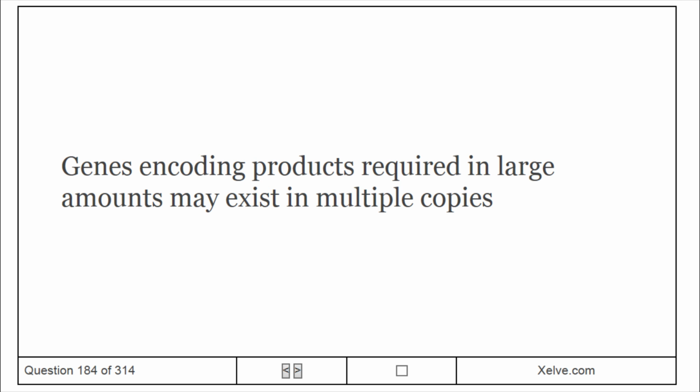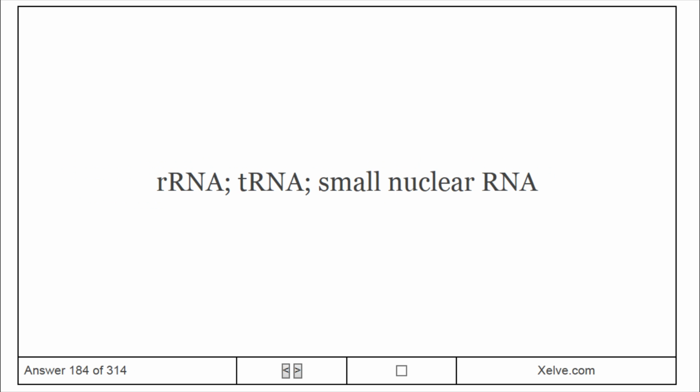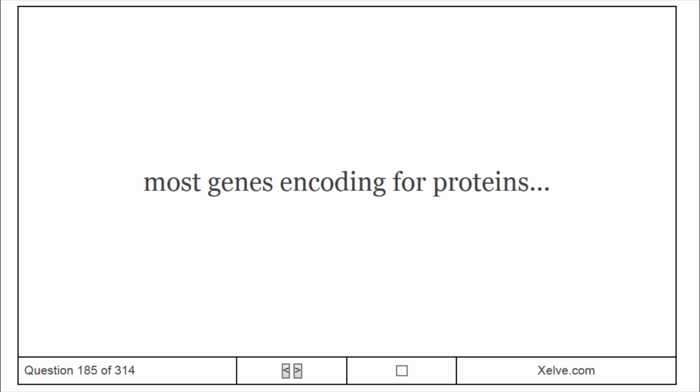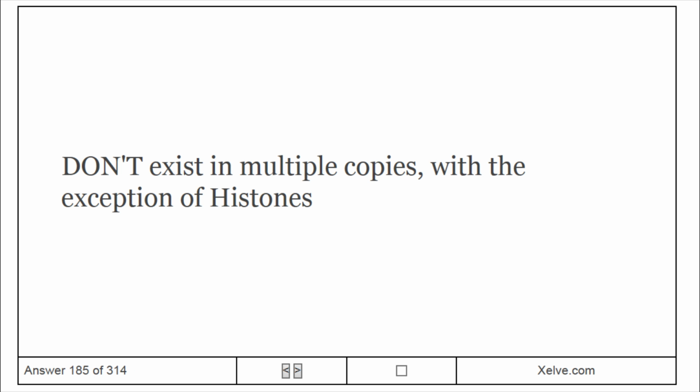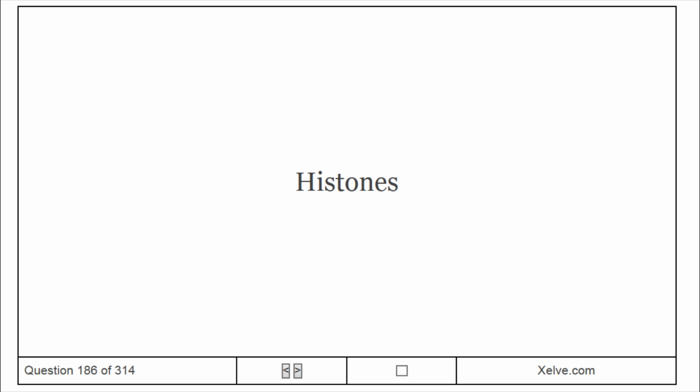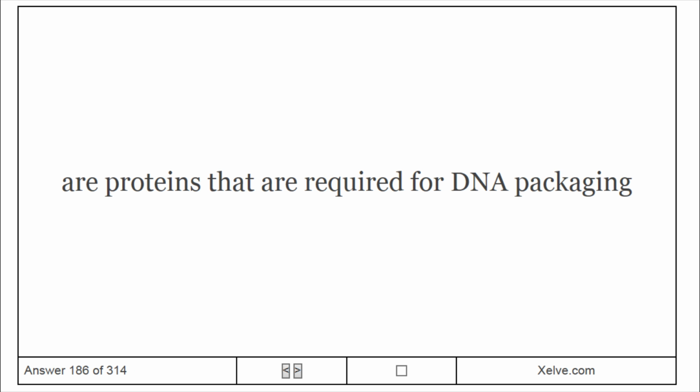Genes and coding products required in large amounts may exist in multiple copies, such as rRNA, tRNA, and small nuclear RNA. Most genes encoding for proteins don't exist in multiple copies, with the exception of histones. Histones are proteins that are required for DNA packaging.